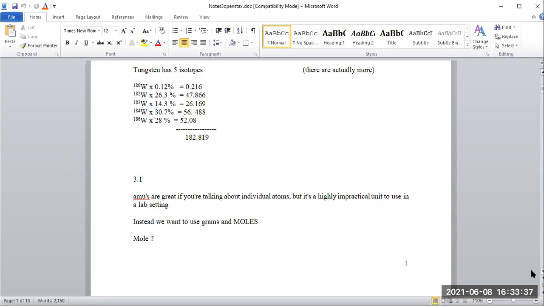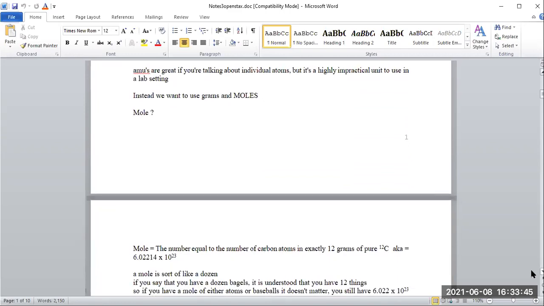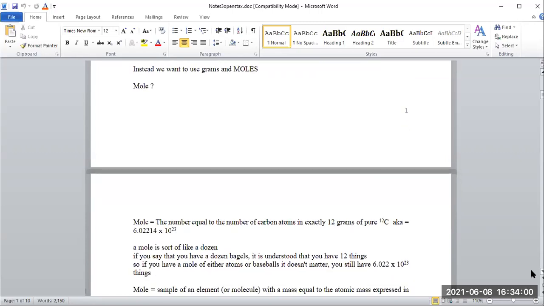Instead, we use grams and moles. So if you're in biology, the mole is a little rodent-based thing that probably digs holes in your front lawn. A mole in chemistry is a word that represents a number, okay? Think about this in terms of English having collective terms. If you say, I have a dozen, doesn't matter whether we're talking about eggs or bagels, they know that in English that word represents 12.